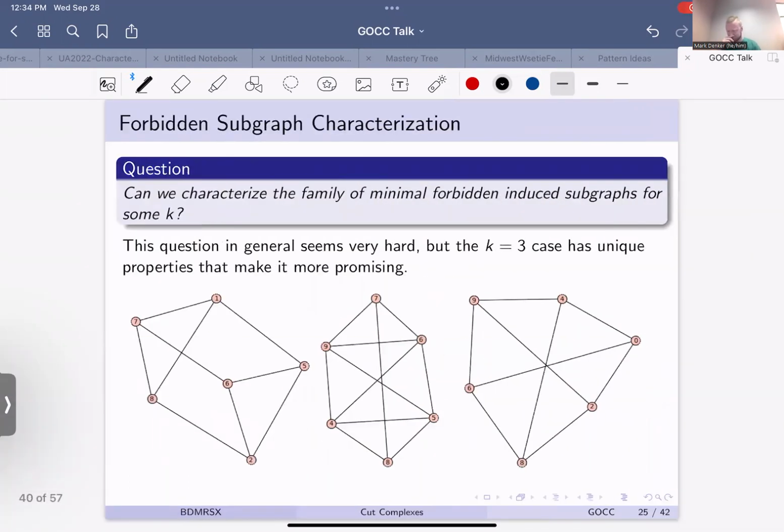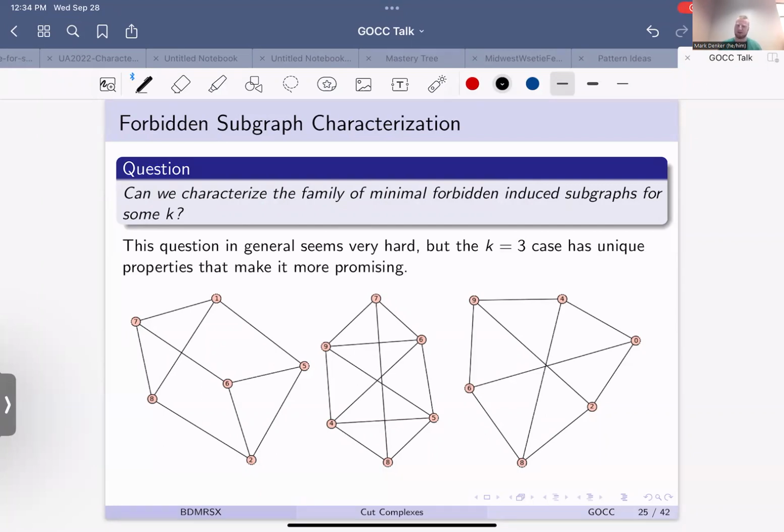So this is one of the questions in the project that is still open: can we characterize the family of these forbidden induced subgraphs for any k? For large k, it's probably hopeless, but the k=3 case is more amenable. These are some examples of forbidden subgraphs for the k=3 case. The fact that they all have minimum vertex degree of 3 is not coincidental.